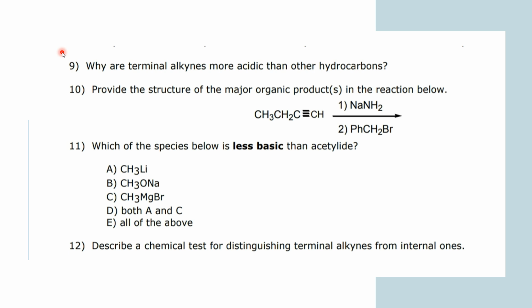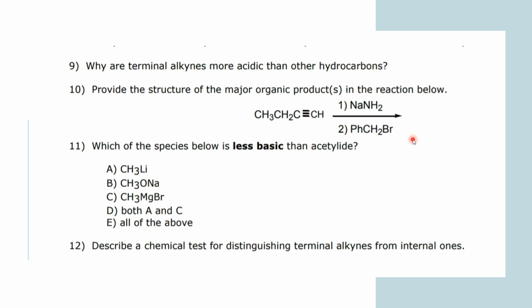Provide the structure of the major organic product or products in the reaction below. You are given butyne here. This is a terminal alkyne, and you have been asked to treat it with sodamide in the presence of this alkyl bromide. Okay, it is benzyl bromide, and you have been asked to treat butyne with sodamide followed by treatment with benzyl bromide. So what will happen?